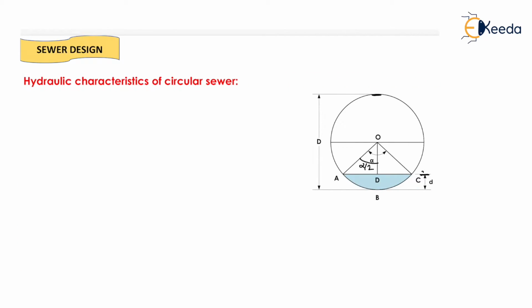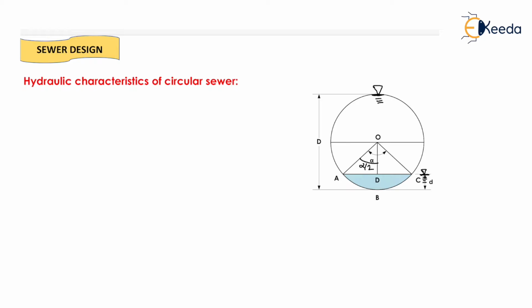Now we will see the hydraulic characteristic of circular sewer. In this diagram, two types of flow will be taken. First one is when the depth of flow is capital D. It means that the sewer is flowing at full of its capacity. Now the second one is when the depth is small d, then we will take the flow for the small d depth, that is for the partial flow in the sewer.